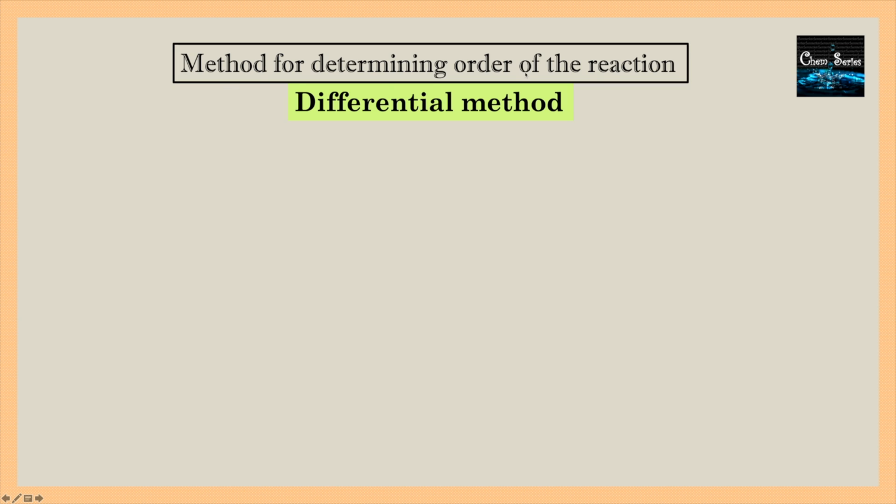Here in the method for determining order of the reaction, that is the differential method, rate is directly proportional to the concentration of the reactant raised to the power n, right? We have already seen this. This is the rate law. Power n, what does n represent? It is the order of the reaction. So the concentration of the reactant can be written as C.